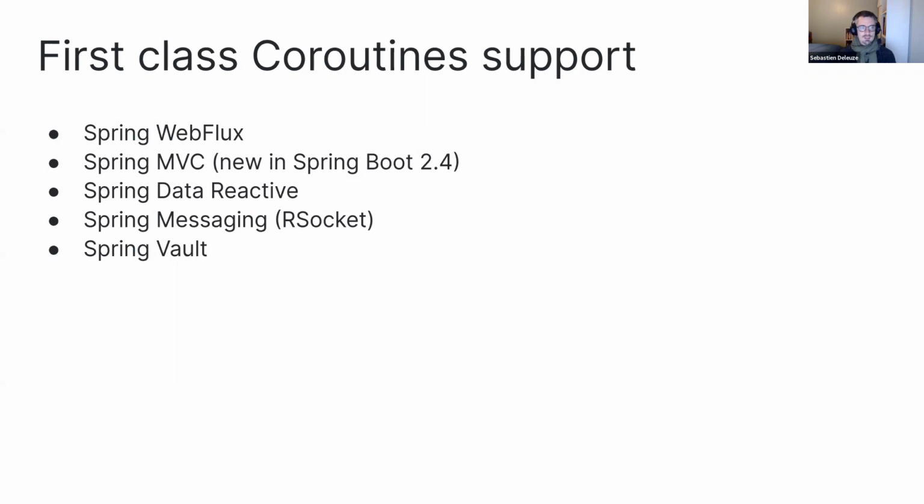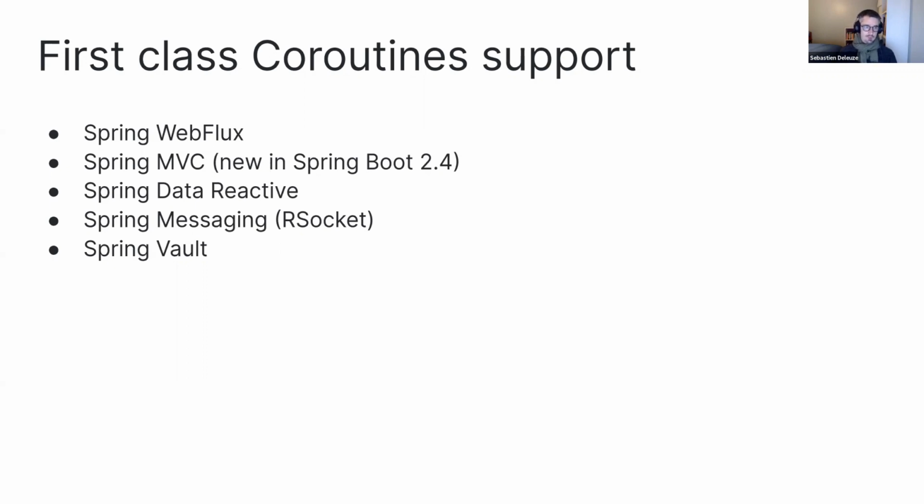So WebFlux is reactive. Really, we map suspending functions to Mono underneath, and we map a coroutines Flow to Flux. So that's a more powerful model that you can use if you want to use coroutines.